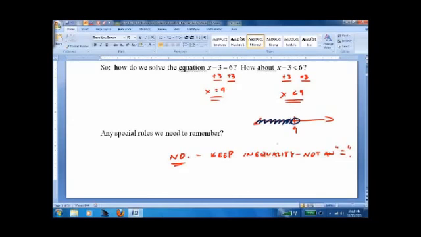Now you can always check these if you want when we solve them. So for example, it has to be less than 9. Well, let's say 7 is less than 9. So put it back in. Is 7 minus 3 less than 6? Is 4 less than 6? And we'd say yes. It looks like we did it right. But that's not essential. It's just good practice.